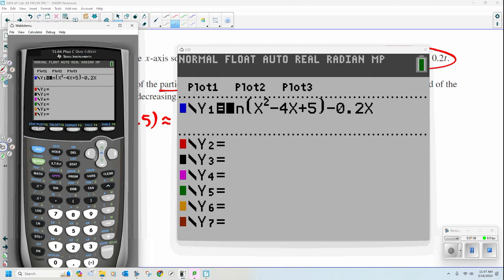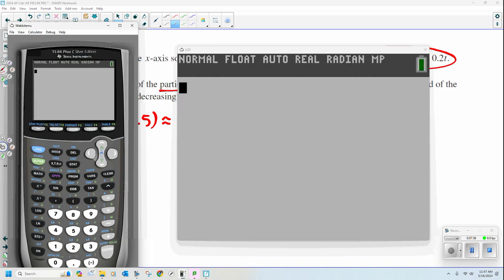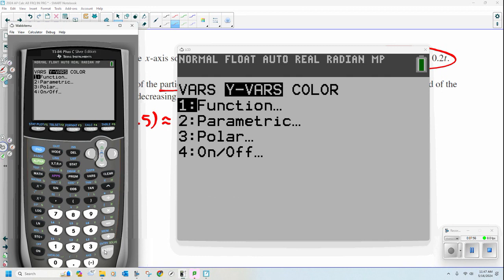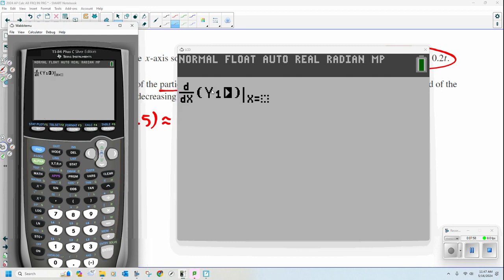Okay, so I'm going to go to math 8 because I need the derivative of velocity to get acceleration. In here, if I go to vars, it's below the little directional arrows. I go to y vars, and I hit function y1. Whatever is in y1, in this case the velocity, that's what it's going to take the derivative of.